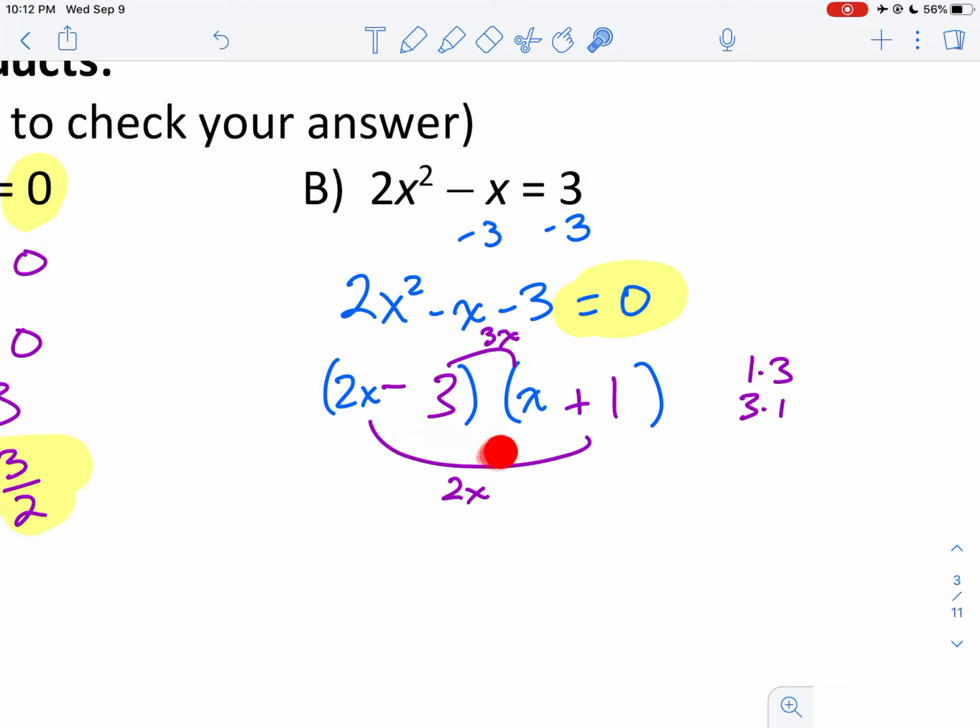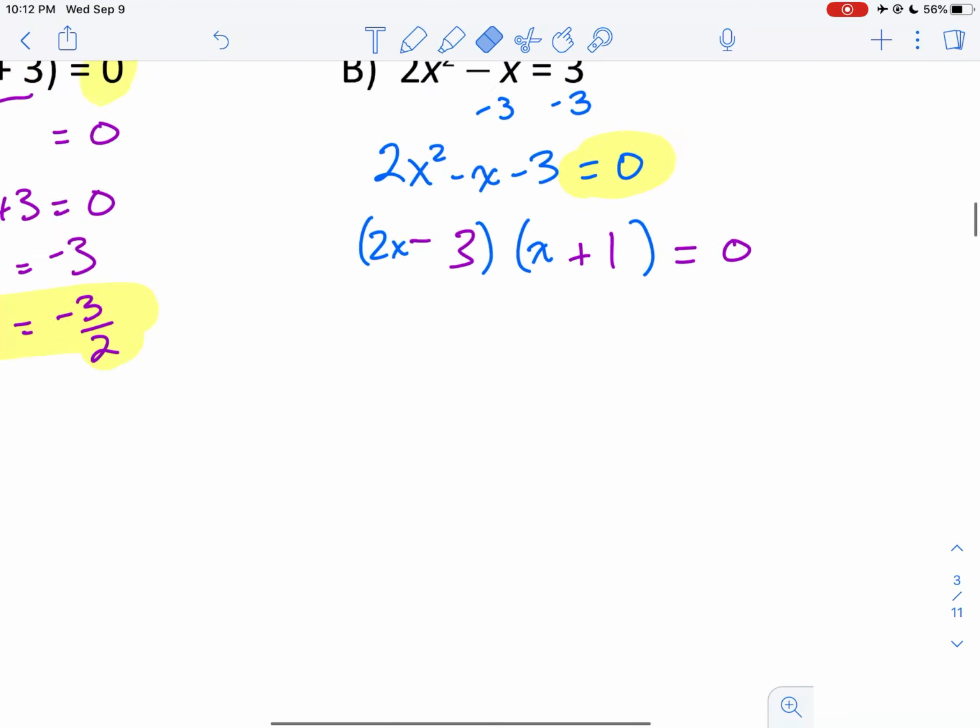I've got 2x squared plus 2x minus 3x gives me that negative x, and this gives me my negative 3. So the whole thing here is equal to 0. All right.